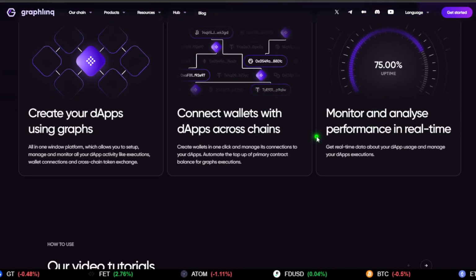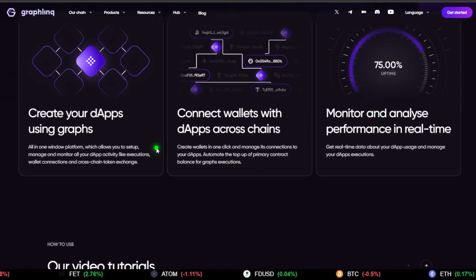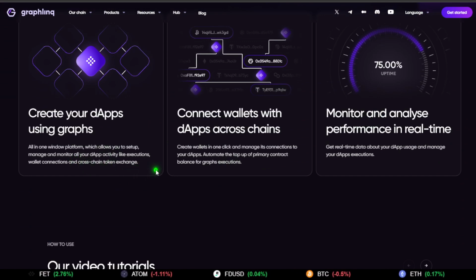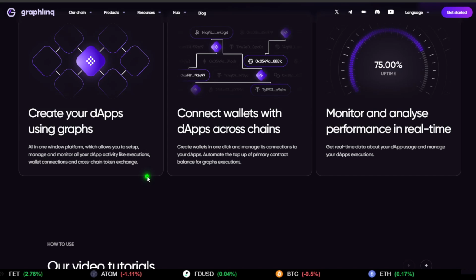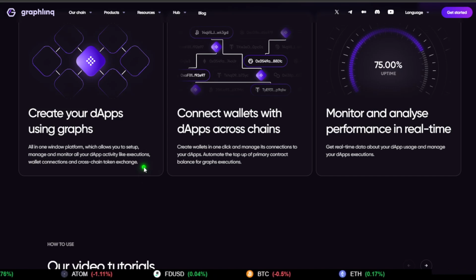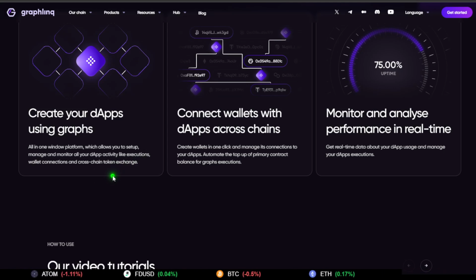And as you keep on going down, we get a little bit more info. Create your dApps using Graphs. Again, all-in-one window platform, which allows you to set up, manage, and monitor all your dApps actively, like executions, wallet connections, and cross-chain token exchange. So this is good.